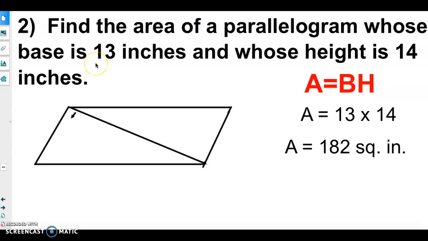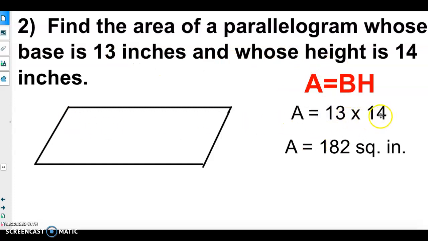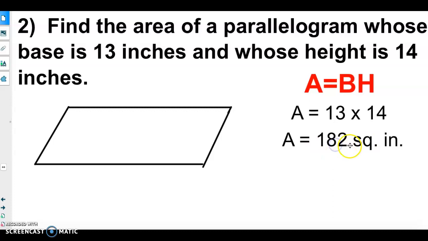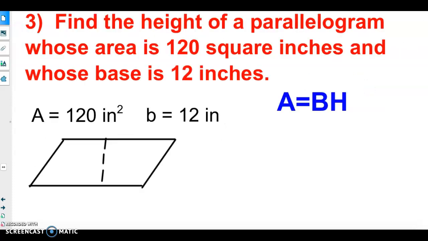Here's another problem which I worked out for you. In this problem, the base, I need to get rid of this line, and I'll come back to that in a minute. The base is 13 and the height is 14, so I did A equals 13 times 14, and when I worked that out, I multiplied that on my calculator, I got 182 square inches.